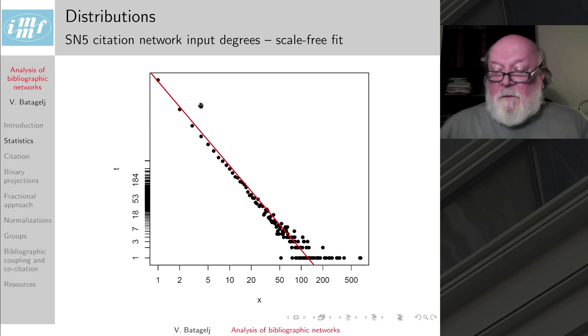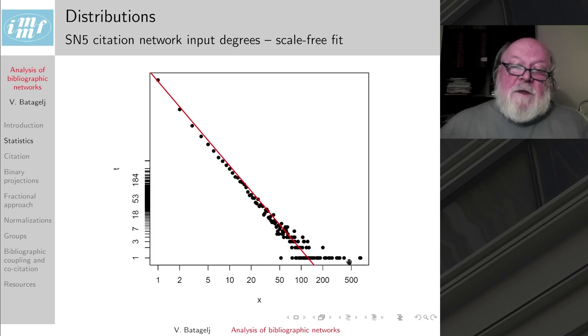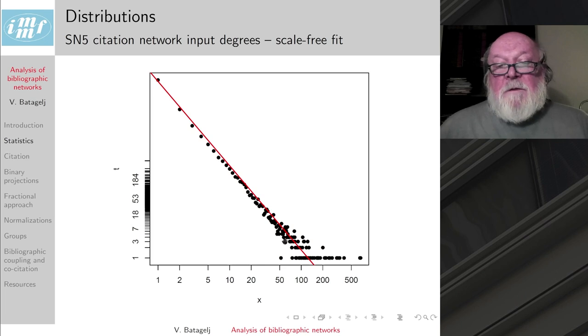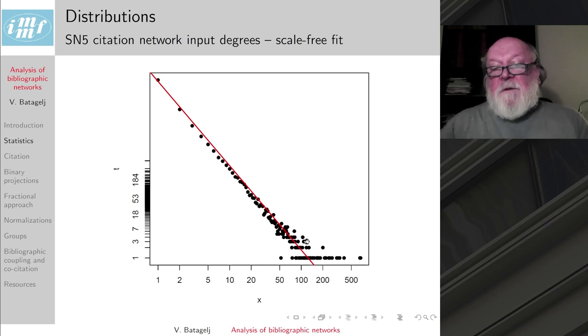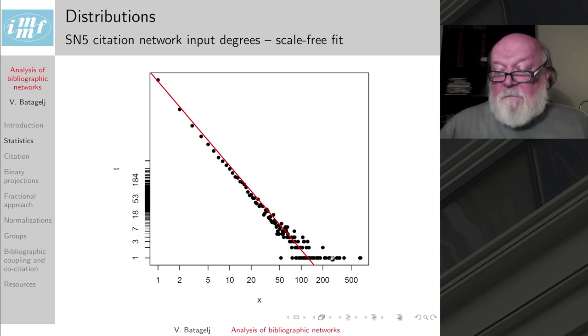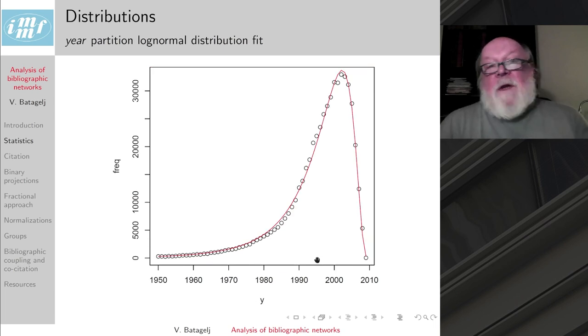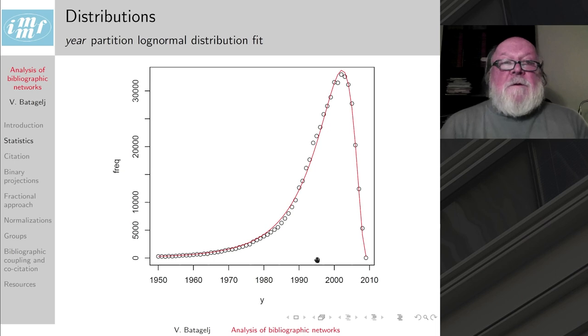Now we can fit this distribution. What turns out is that we always have some kind of noisy behavior, but this can be approached by considering, instead of this probability distribution, the cumulative distribution, and in cumulative distributions this noise usually disappears. Now, besides the degrees, we can look at other distributions. For instance, we can look at the number of works by year. And it's interesting that this data can be fitted quite well with a log-normal distribution.